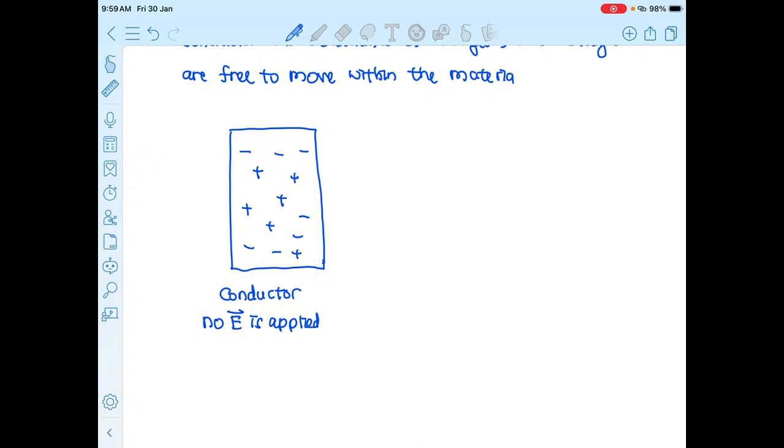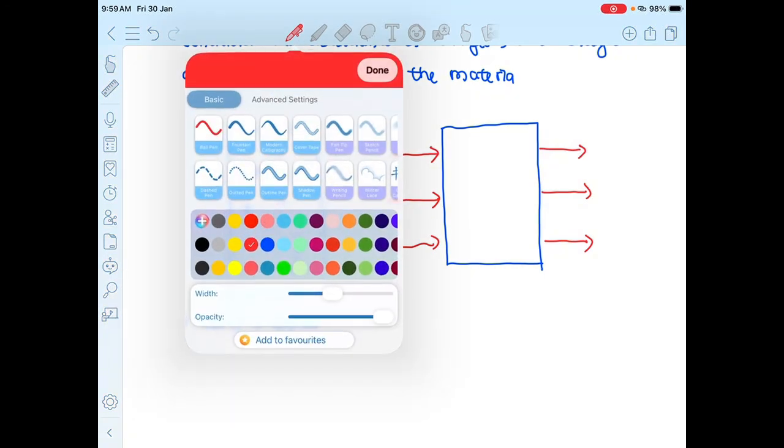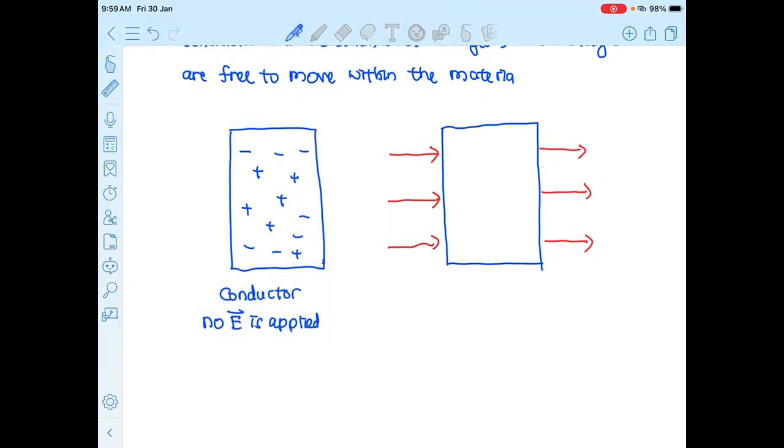When you apply an electric field, or put this conductor in a medium that has an electric field, for example coming this way, the charges will align to the direction of the electric field. The negative charges will all accumulate here, and the positive charges will accumulate at the other side.